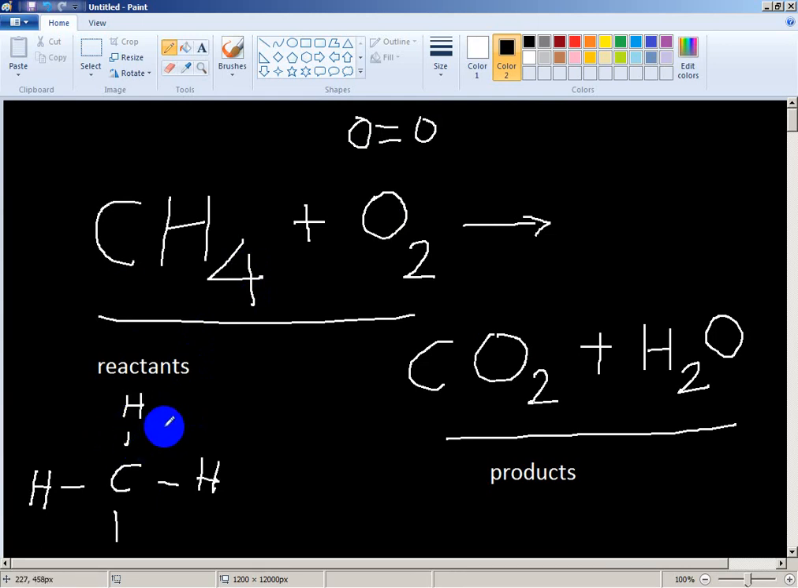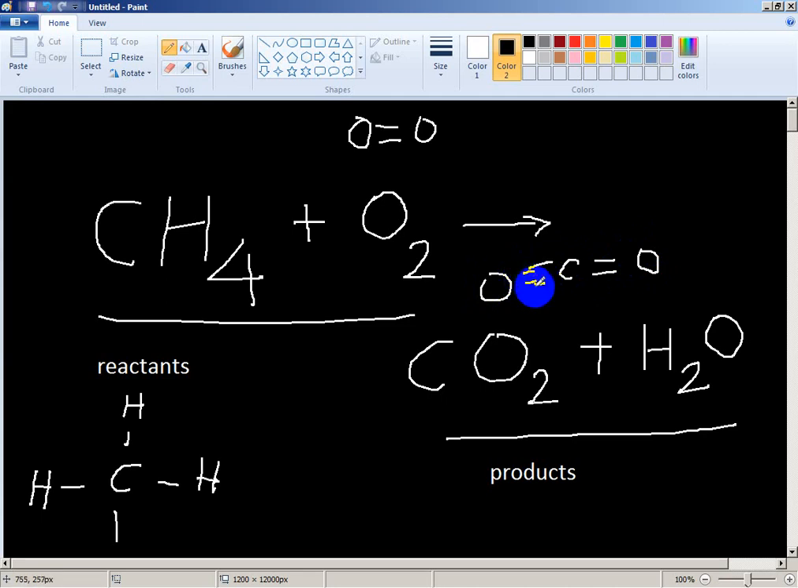Reactant bonds break, and product bonds are formed. Here the product is carbon dioxide, which has a carbon-oxygen bond. This way is a bond.